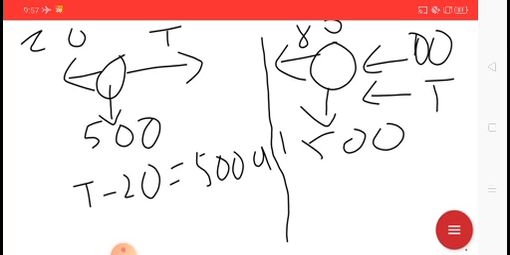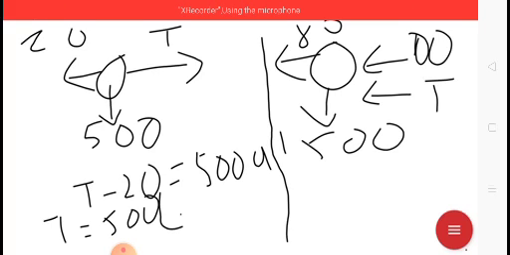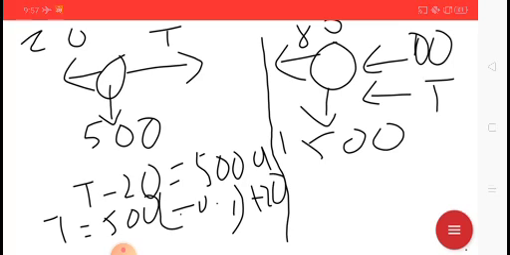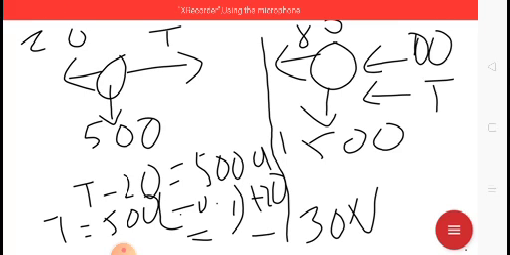From here you just substitute the A, and you will have T equal to 500 times negative 0.1 plus 20. So you will get T equal to negative 30 Newton. So what does negative 30 Newton mean?